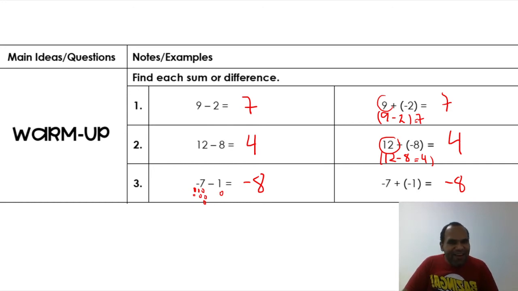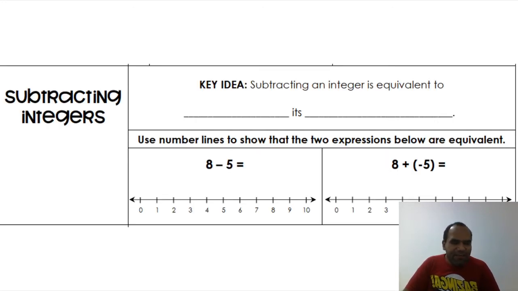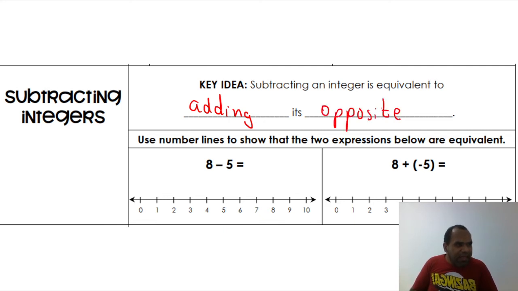Yes, I think you got it. This is the pattern, guys. Here's the pattern. Let's understand here the key idea for this one. Subtracting an integer is equivalent to, let me think, it's equivalent to adding, it's what? It's opposite. We are adding its opposite. Great, guys. That's the idea for subtracting integers.